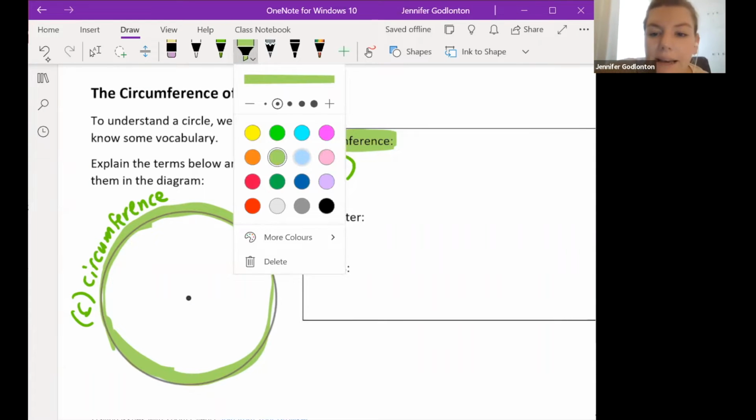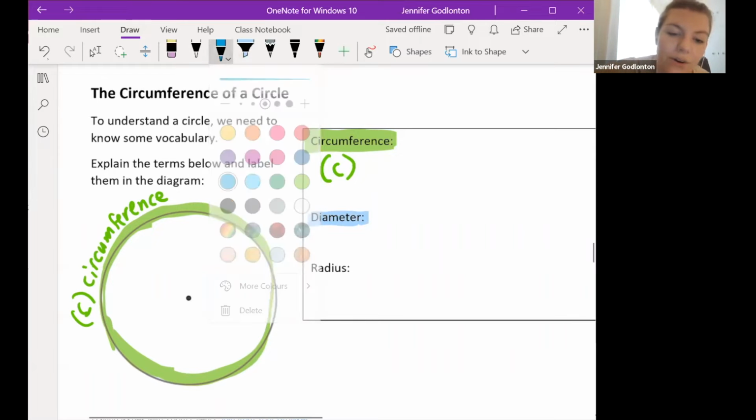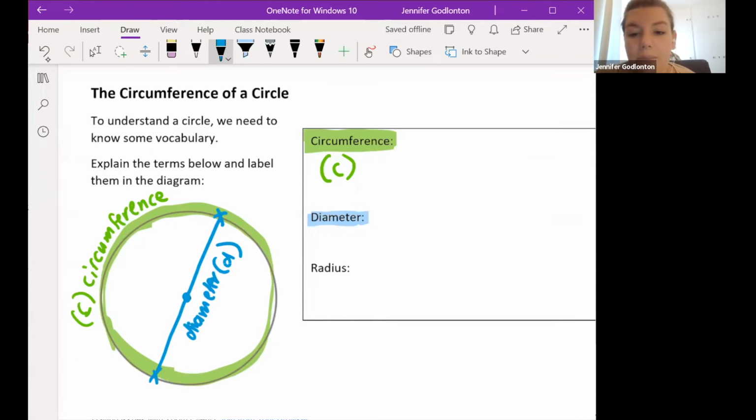Diameter. The diameter is when we have a line that goes from one side of the circle to the other side of the circle and crosses through the middle. So that would be my diameter. When we're talking about the diameter in any type of formulas, we use a little d. It has to be the full line.